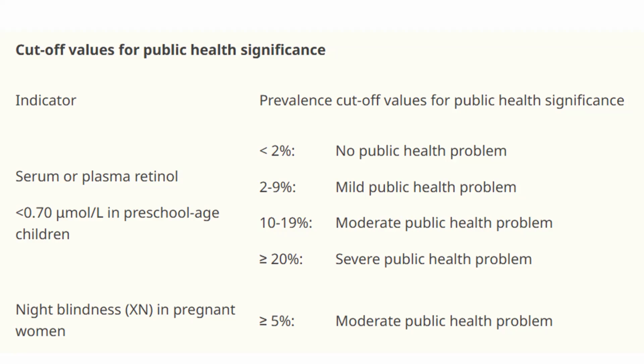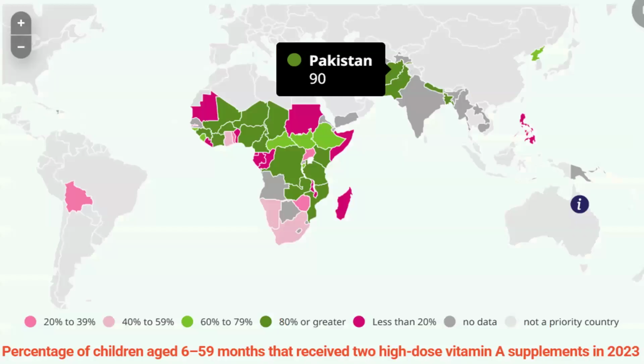Then the second indicator is night blindness. In pregnant women, if the prevalence is 5% or more, then it's a moderate public health problem.